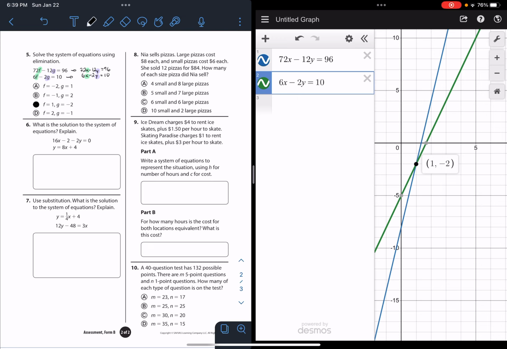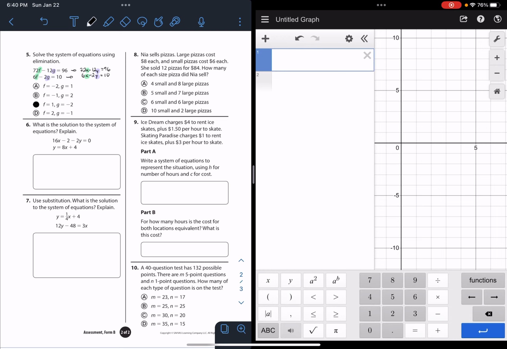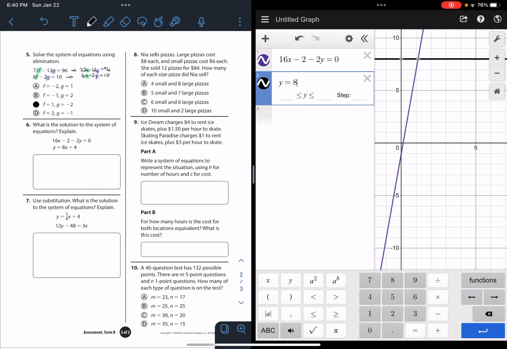Okay, so what you can do, solve it any way you want on 6. My preferred method, as you can see, is just going to the graph and graphing it, and then interpreting the graph and the information that it presents you with, and then you know the answer. So let's do that one more time. We'll probably do it a few more times, honestly. So we got 16x minus 2y equals 0. That's interesting. And then we got y equals 8x plus 4.